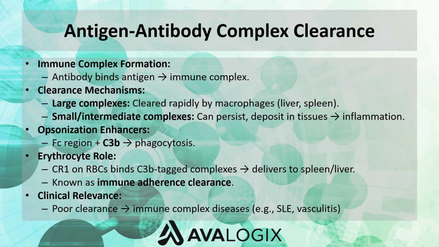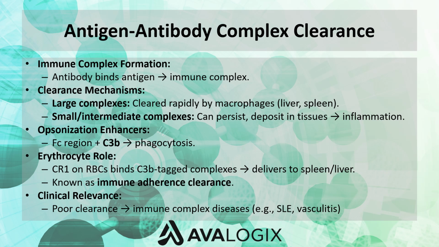They may remain soluble and circulate in the blood longer, increasing the chance of deposition in tissues such as the kidneys, joints, or vasculature. This is especially relevant in diseases like systemic lupus erythematosus, or SLE, where poor clearance or persistent formation of immune complexes leads to inflammation and tissue damage.